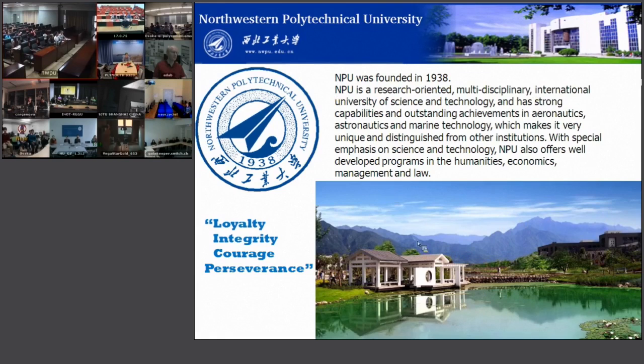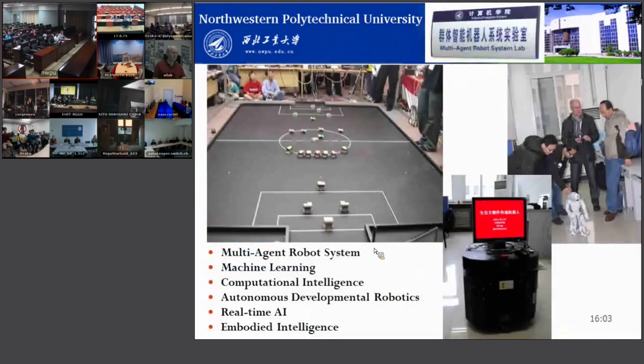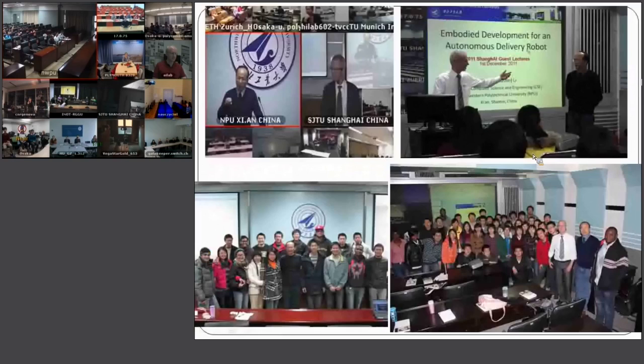This is some pictures about my lab, multi-agent robot system lab. The main topics in our lab are multi-agent robot systems, machine learning, computational intelligence, autonomous developmental robotics, real-time artificial intelligence, and embodied intelligence. Rolf visited our lab in 2011. This is the 5th time we participate in Shanghai lectures.